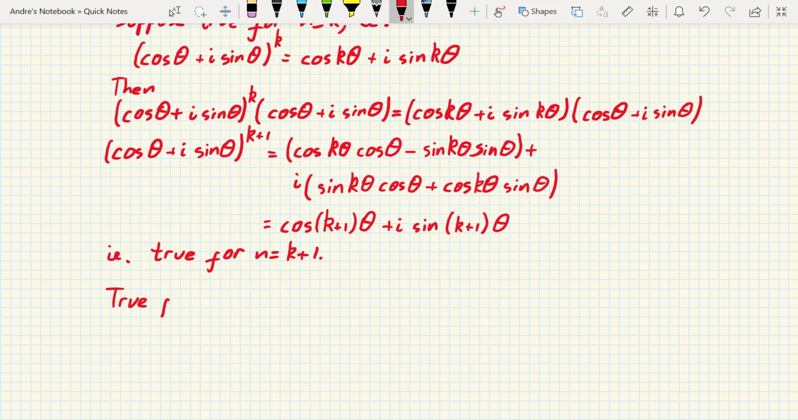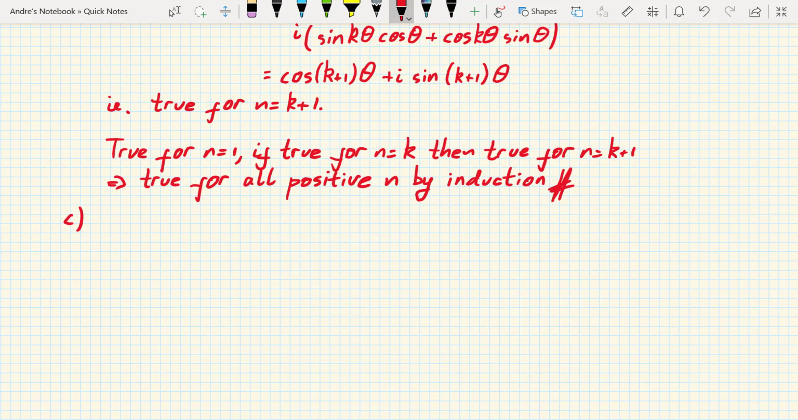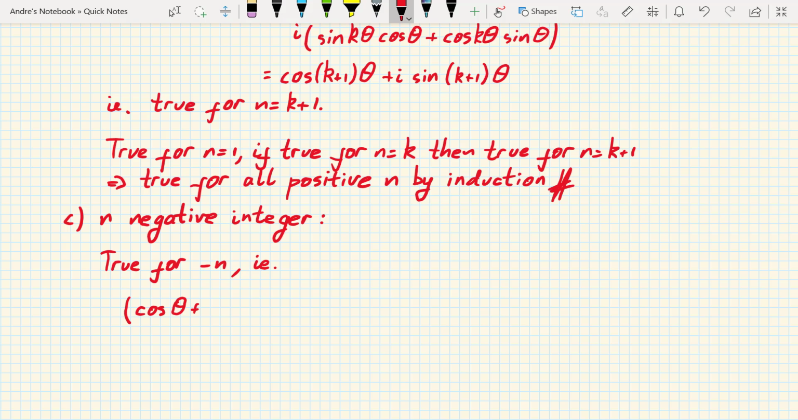Well, we've shown that the result's true for n equals 1. We've shown that if it's true for n equals k, then it's true for n equals k+1. And therefore, the result is true for all positive n by induction. The next case that we need to consider is when n is a negative integer. If n is a negative integer, then minus n is a positive integer, to which we've already proven de Moivre's theorem applies. In other words, (cos theta + i sin theta)^(-n), which is a positive integer power, is equal to cos(-n theta) + i sin(-n theta).